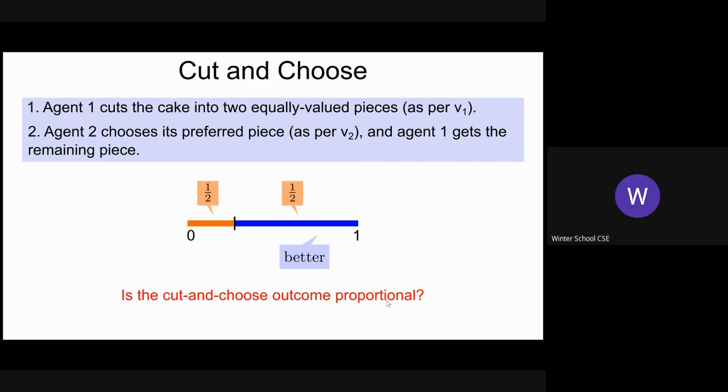Okay, so this is a proportional division because agent 2 is getting a value of at least half, and agent 1 is getting a value of exactly half. Is this envy-free as well? Why? Same properties, right? Proportionality and envy-freeness are the same properties for two agents. So we get envy-freeness for free. We don't have to work at all.